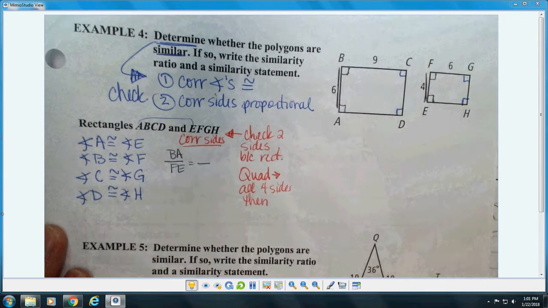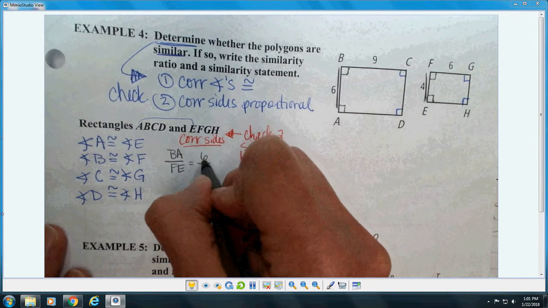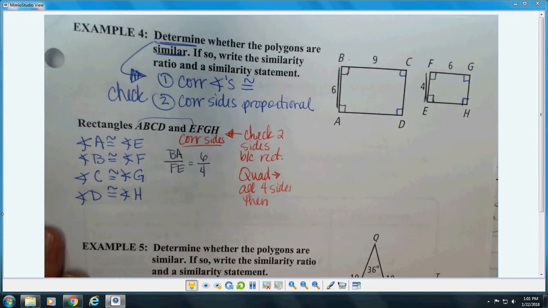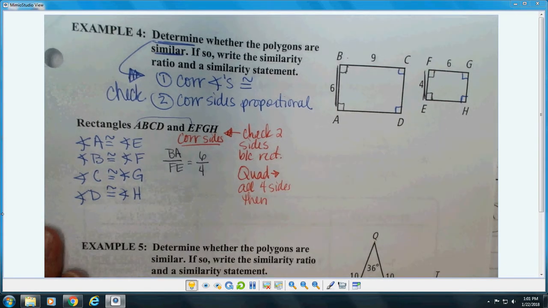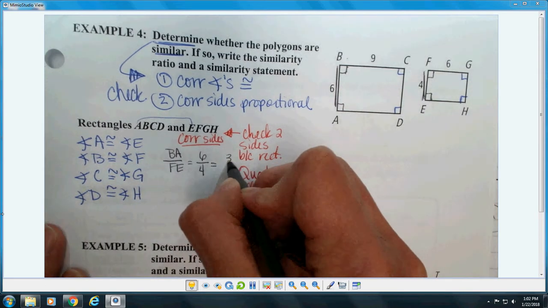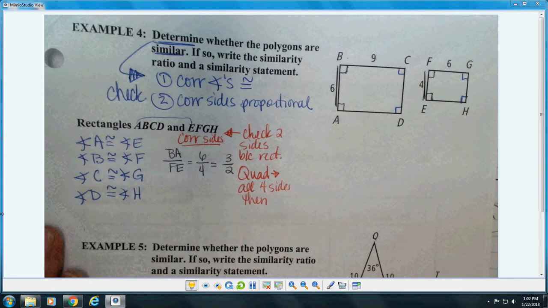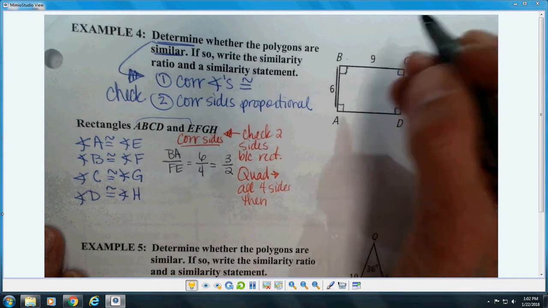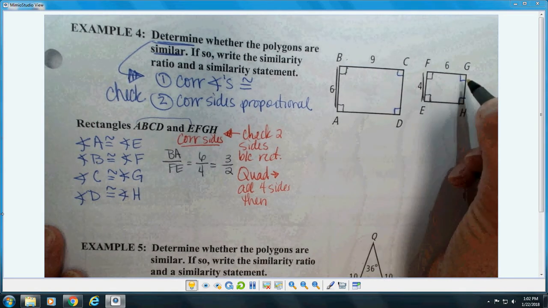So BA has a length of 6. FE has a length of 4. And can I leave it like that? No, because it's not simplified. 6/4 is reduced to 3/2. Okay, now, would I want to check CD and GH? No, because that's going to be congruent to BA and FE.